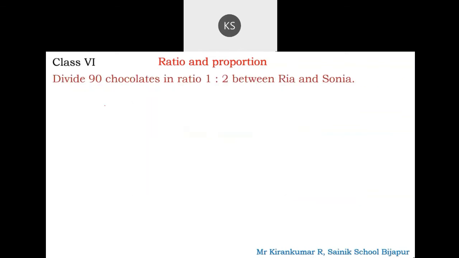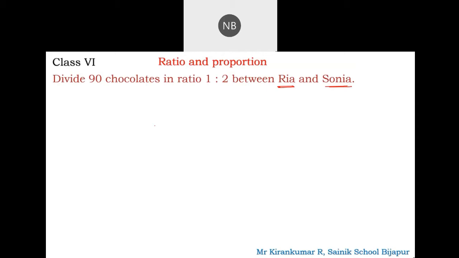Look at this question. Divide 90 chocolates in the ratio 1 is to 2 between Ria and Sonia. 30 and 60. Ria 30, Sonia 60. How did you calculate? Ria's share is 30 chocolates and Sonia's share is 60 chocolates.